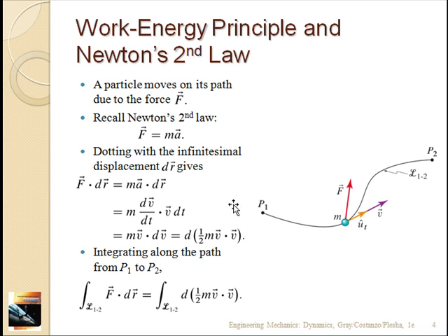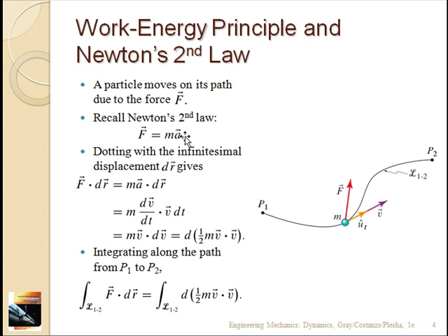So suppose we have some particle, seen here, moving along some path from point 1 to point 2. And there's some force applied to that. The force does not have to be constant. It can vary as a function of position or time or whatever. So there's some particle moving on a path due to some force F. Newton's second law says F equals ma.